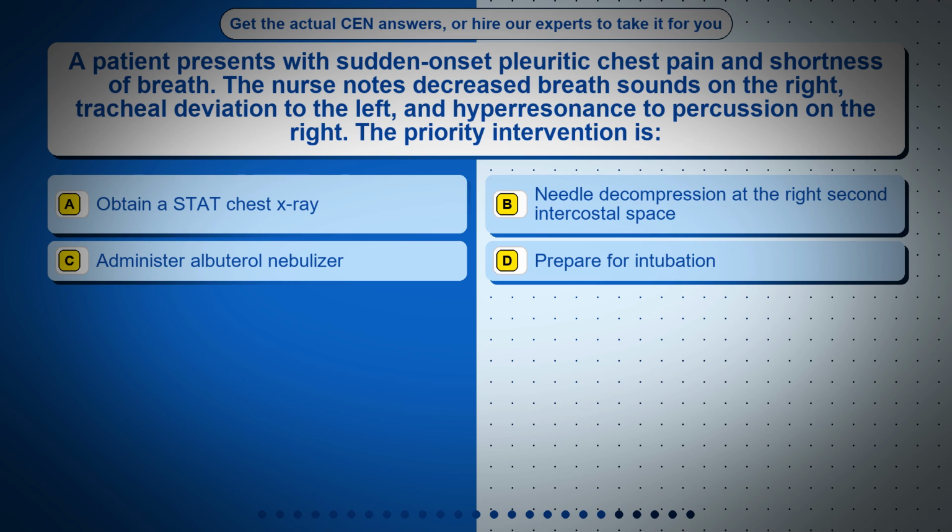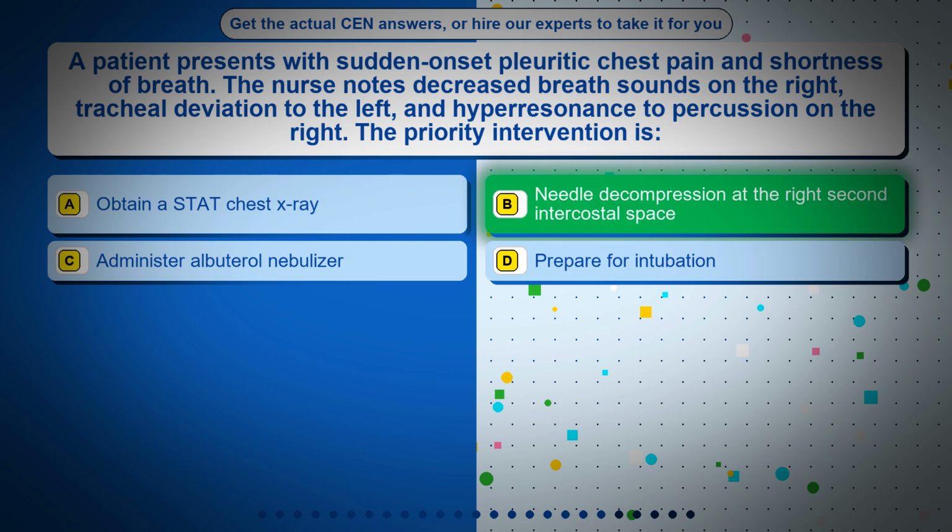Question 20. A patient presents with sudden onset pleuritic chest pain and shortness of breath. The nurse notes decreased breath sounds on the right, tracheal deviation to the left, and hyperresonance to percussion on the right. The priority intervention is option A, obtain a stat chest X-ray; option B, needle decompression at the right second intercostal space; option C, administer albuterol nebulizer; option D, prepare for intubation. The correct answer is option B, needle decompression at the right second intercostal space.